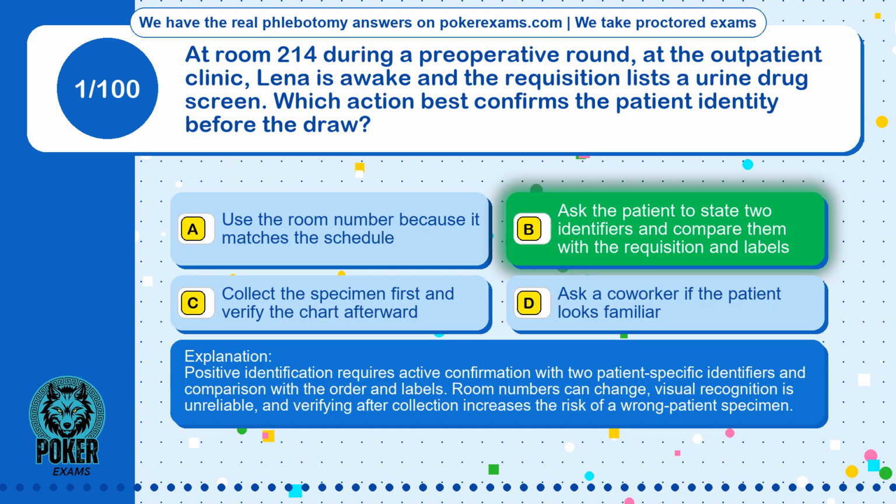Positive identification requires active confirmation with two patient-specific identifiers and comparison with the order and labels. Room numbers can change, visual recognition is unreliable, and verifying after collection increases the risk of a wrong patient specimen.